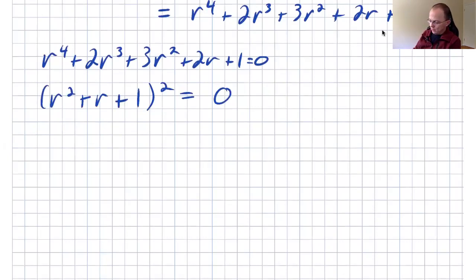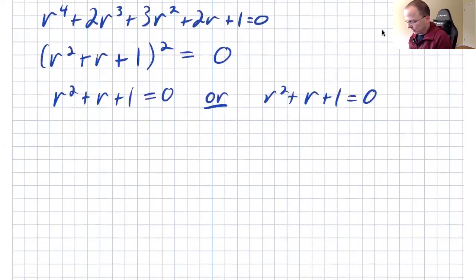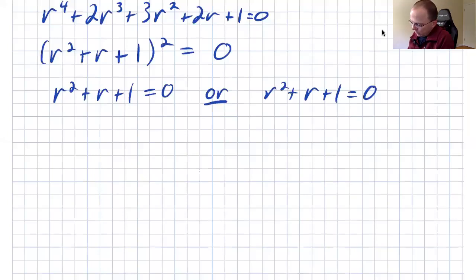So that means that the roots of this are going to be repeated twice. So what are the roots of this? It's kind of like saying this is equal to 0 or this is equal to 0. That's kind of what's going on. So whatever the roots are of this polynomial, they're going to be repeated twice. So what are the roots of that?